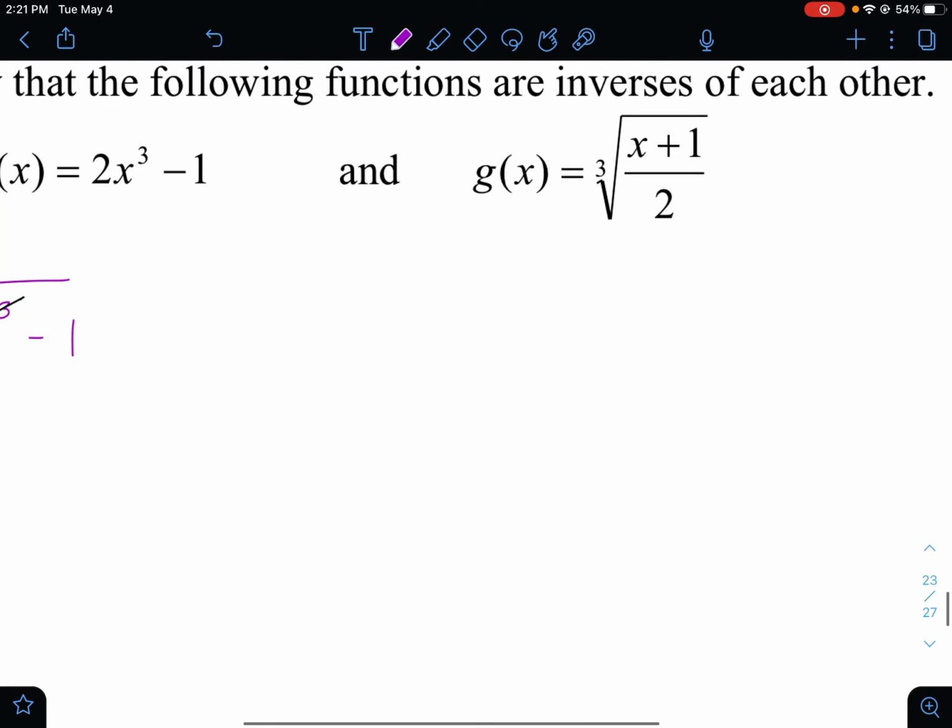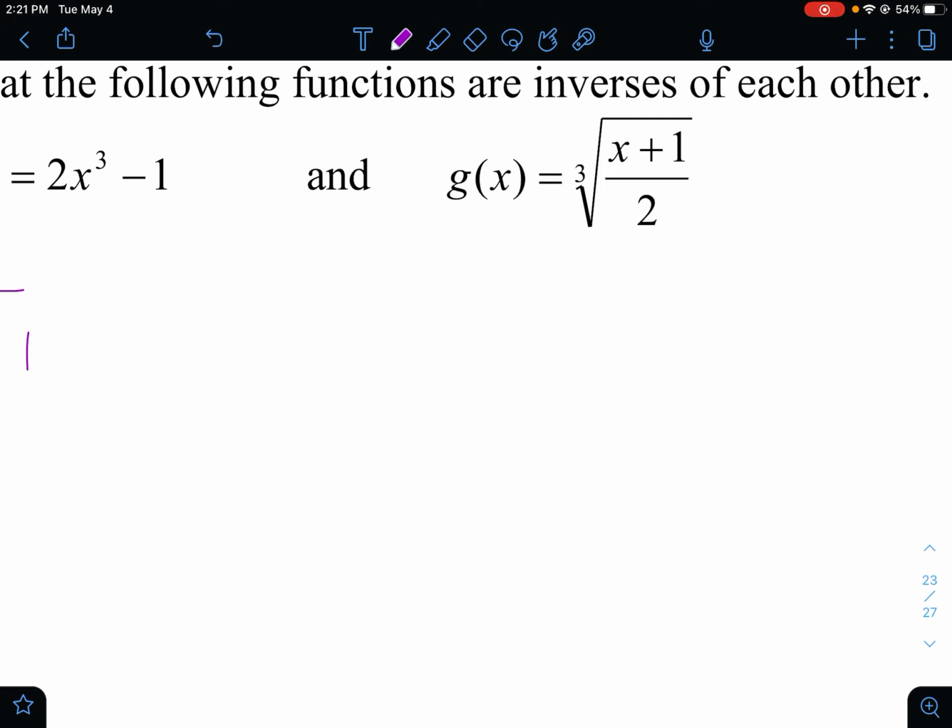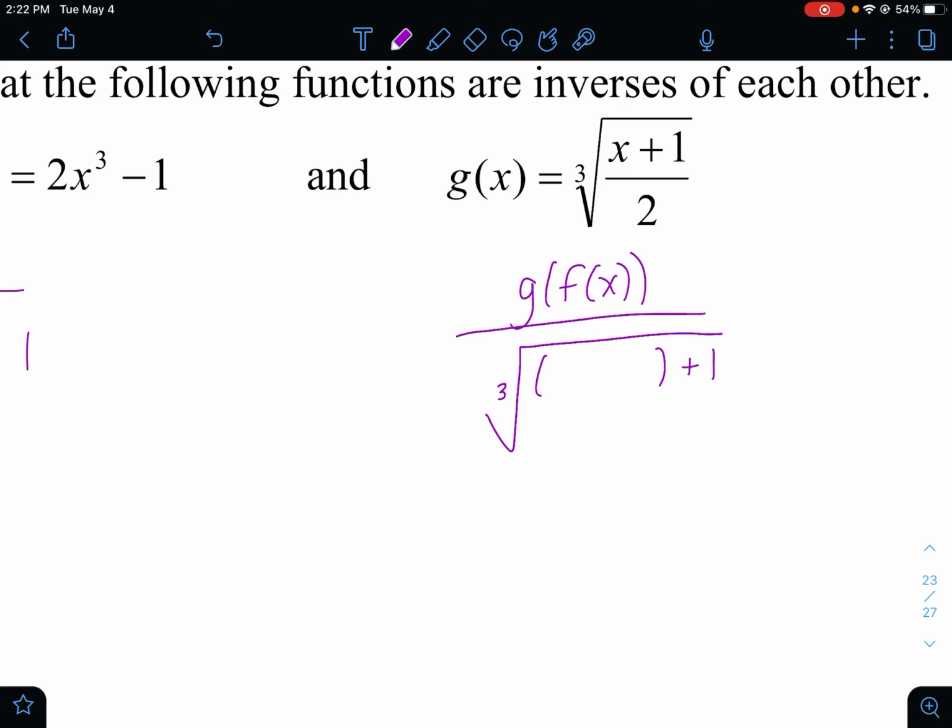Now I have to do g of f of x, because remember, just getting one of them to equal x is not enough. They both have to equal x. So I'm going to take my g function. I'm going to leave a big blank space where my x is and write the rest of my function down so I don't forget any piece of it. And my f function is now 2x cubed minus 1.